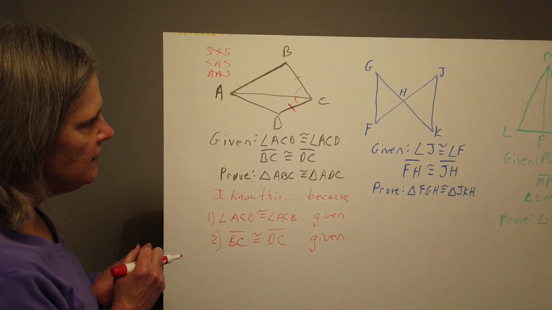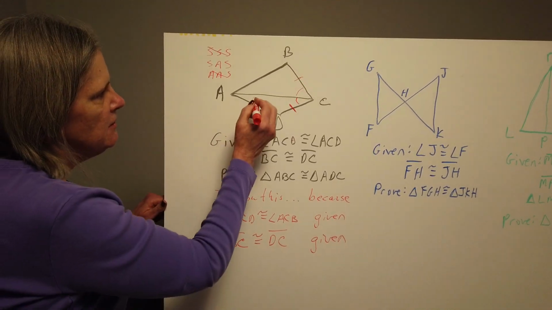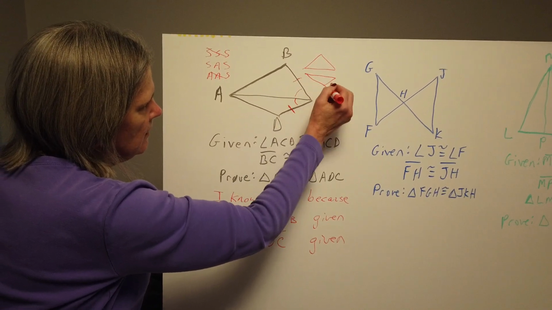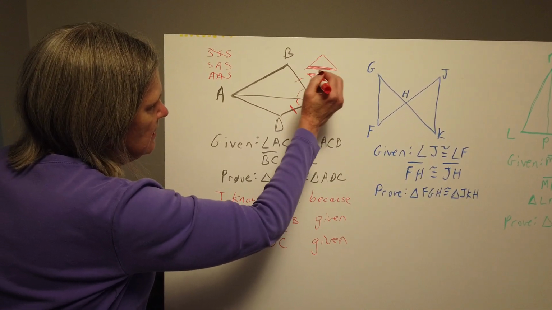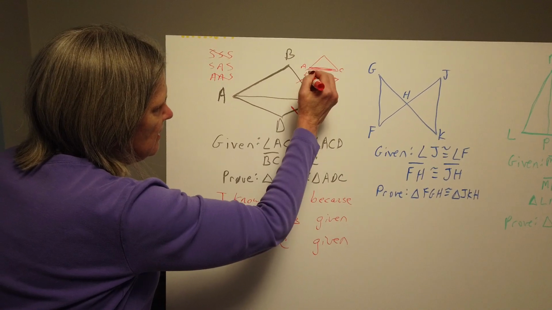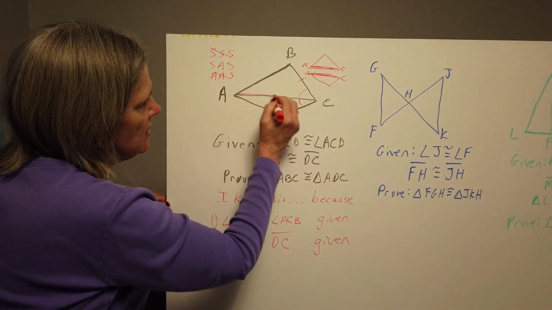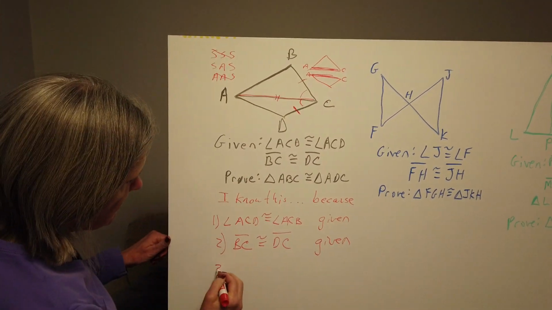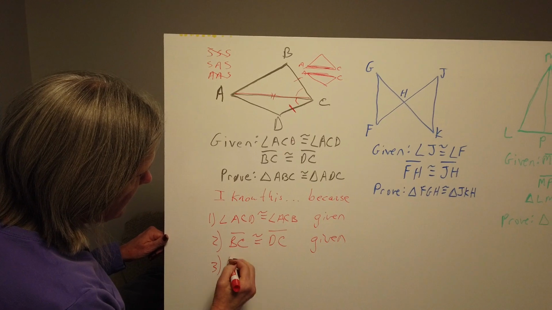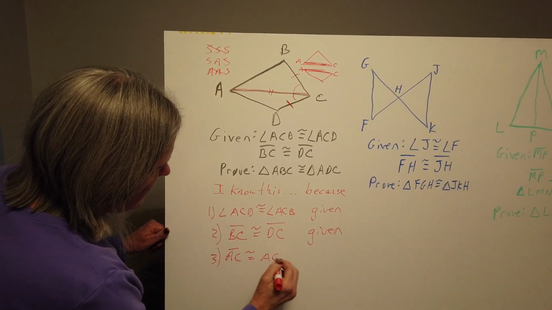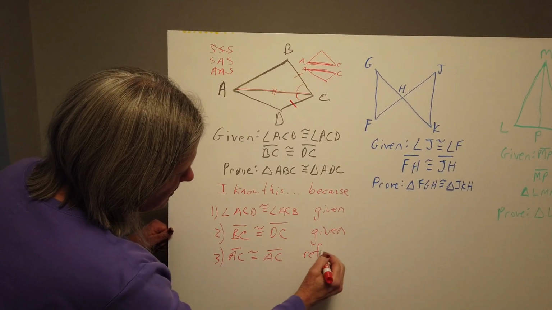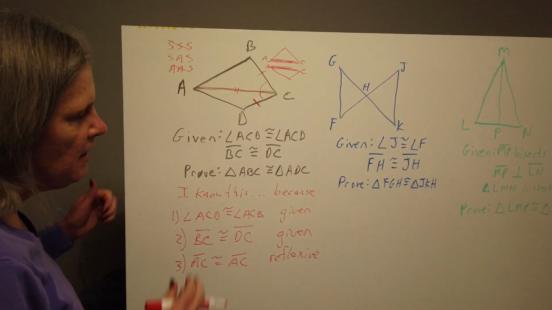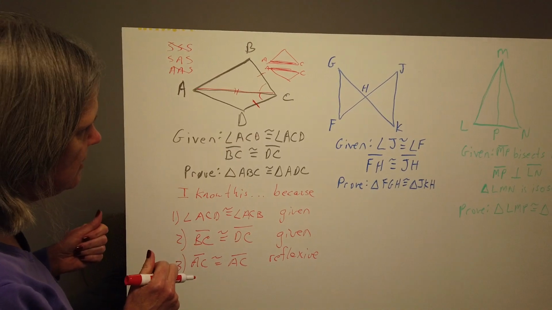Now I got to take a look at other things I might know. Well, what I do notice here is that if I drew these two triangles separately, they would both get side AC. So this is a shared side. Because it's shared, it has to be congruent. So I'm going to go with AC congruent to AC, and that's by something called the reflexive property. Think about reflections from when we did them in transformations.